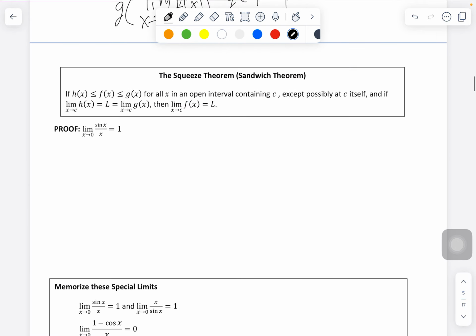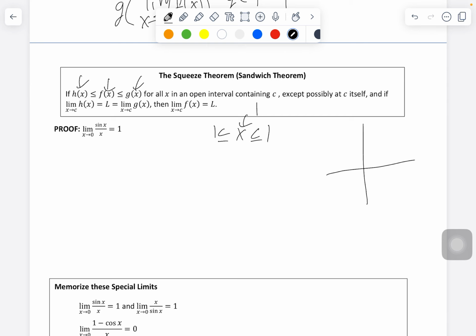Okay, so here's something that's called the squeeze theorem, which is kind of interesting when you think about it, right? Basically what it says is that if we have a function f of x and then two functions around it that kind of equal the same value, then f has to be that value. So let's say I had 1 less than or equal to x less than or equal to 1. The only value x could possibly be is 1. And I'll show you how this kind of works.